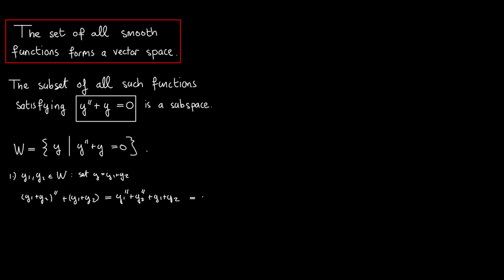And this here is just equal to y1 double prime plus y1 plus y2 double prime plus y2. And now again, by our assumption here, this is equal to 0 and this is equal to 0. And so what we get is that this is just equal to 0. So I've just shown here that W is closed under vector addition, and it's very easy to see that a similar kind of argument will work for scalar multiplication. So I'll just leave that to you.